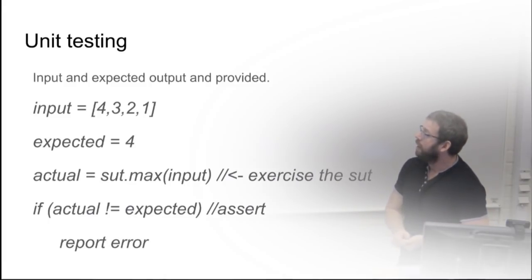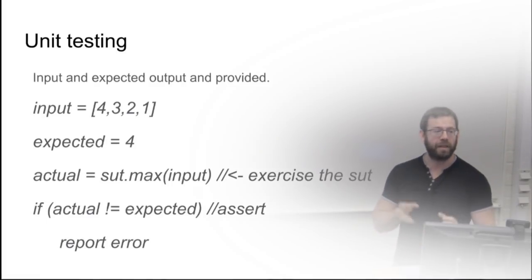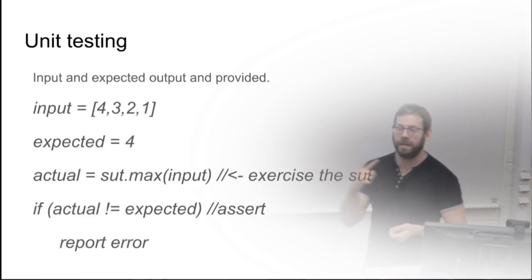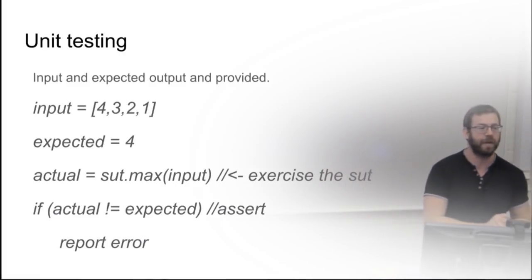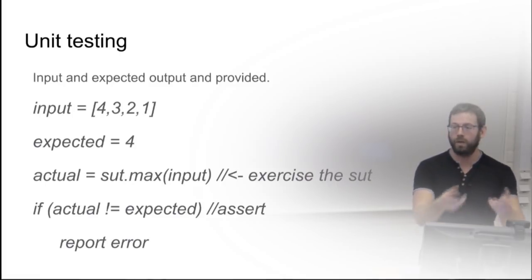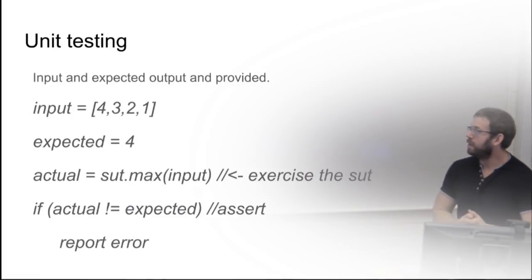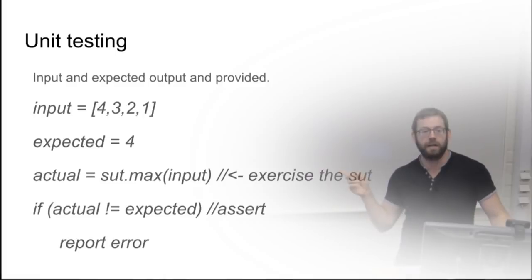And then on line 3, actual equals sut.max(input). This is where I run the method that I intend to use. And we call that exercising the system under test. We run the code that we intend to test. So if this test fails, I know that the problem should be in this method.